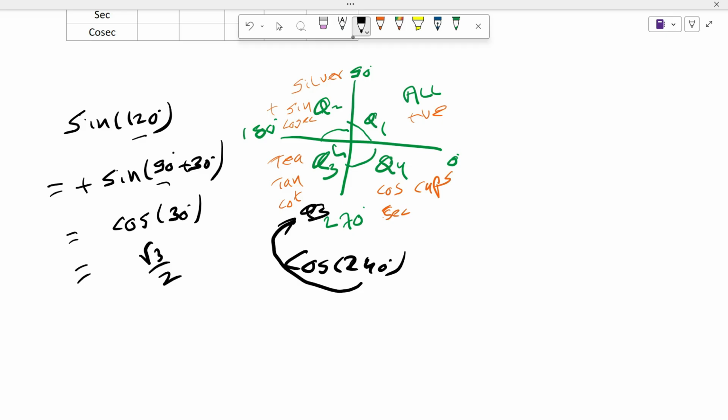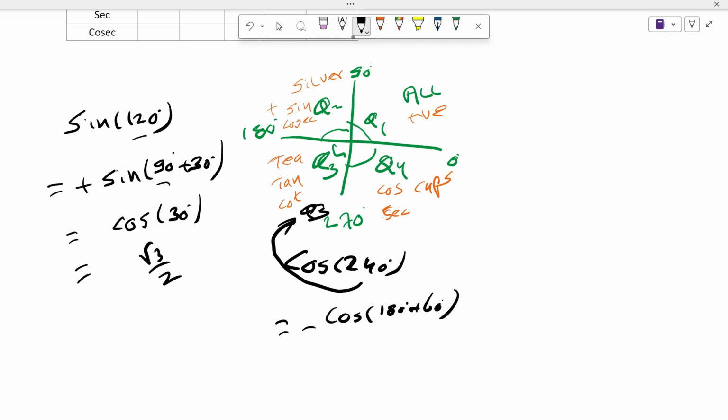Okay, in Q3 which are positive? Tan and cot are positive, but we have cos here. So your answer will be negative, minus. Now let us split this angle. 240 we can write as 180 plus 60.